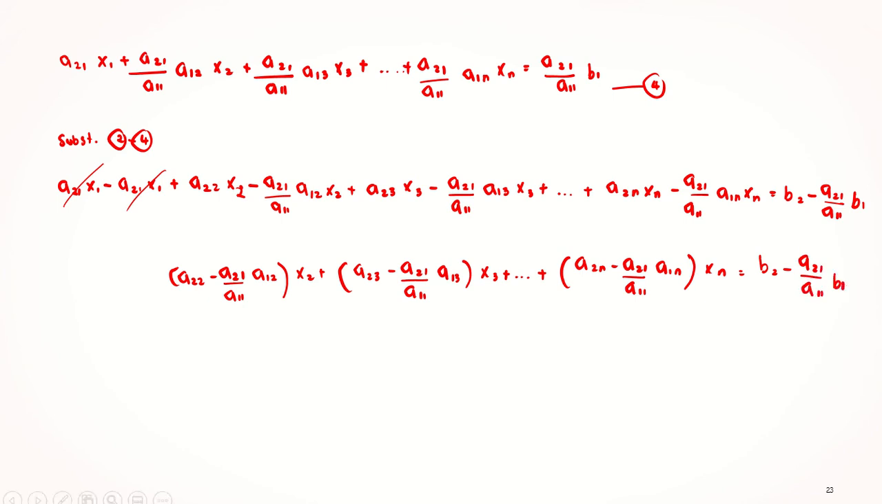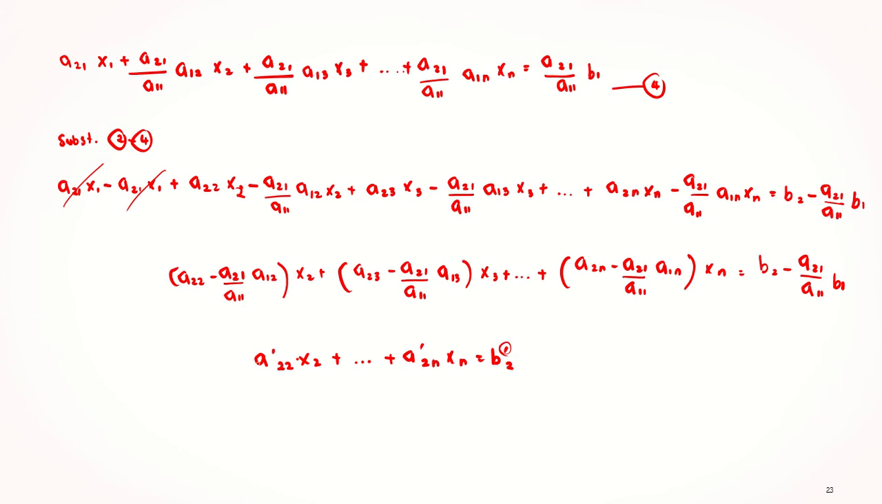From this result, we can see that it corresponds to a'22 x2 plus dot dot dot plus a'2n xn equals b'2. The prime symbol here indicates that the elements have been changed from the original values.